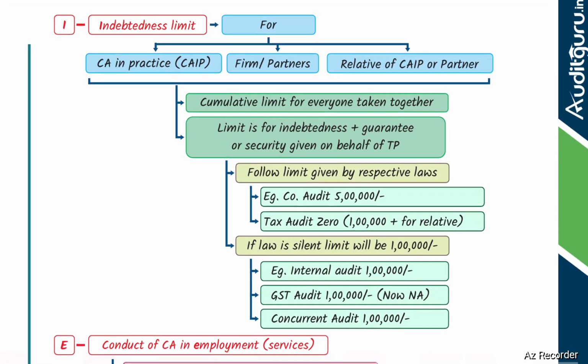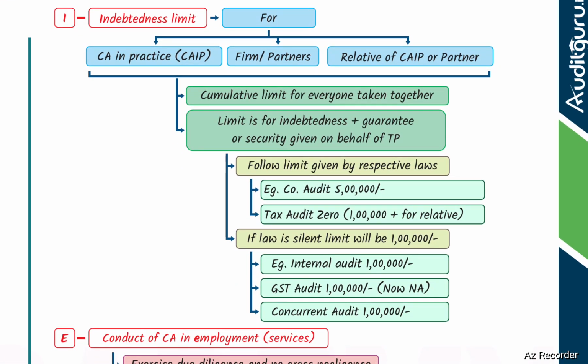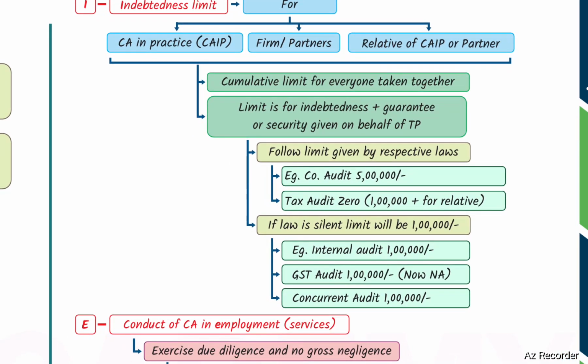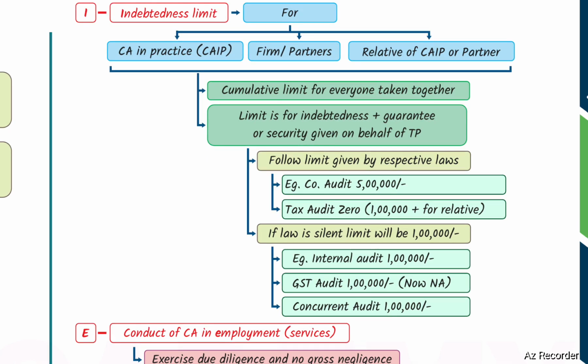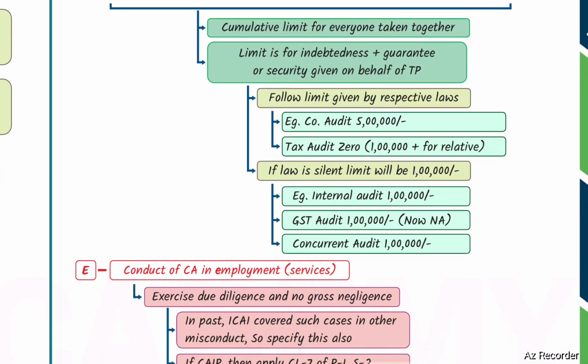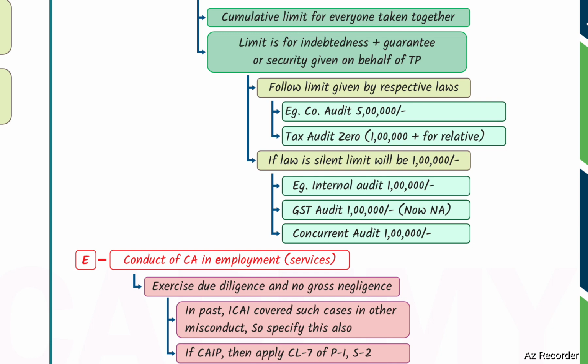Next, indebtedness limit. For CA practice, firm or partners, relatives of CA practice or partner: cumulative limit for everyone taken together. The limit is for indebtedness plus guarantee or security given on behalf of a third party. Follow the limit given by respective laws. Example, company audit limit is 5 lakhs, tax audit limit is 1 lakh plus 1 lakh for relatives. If law is silent, the limit will be 1 lakh.